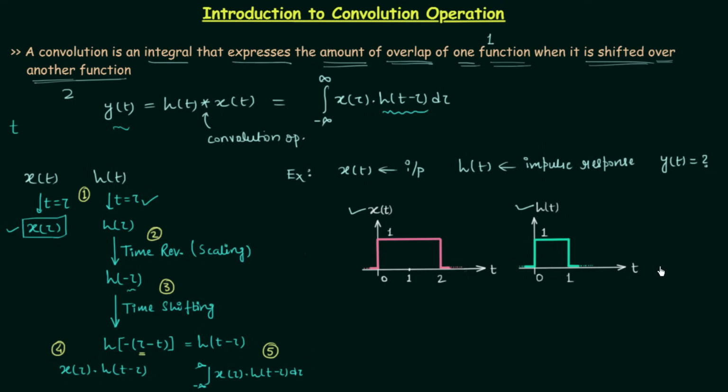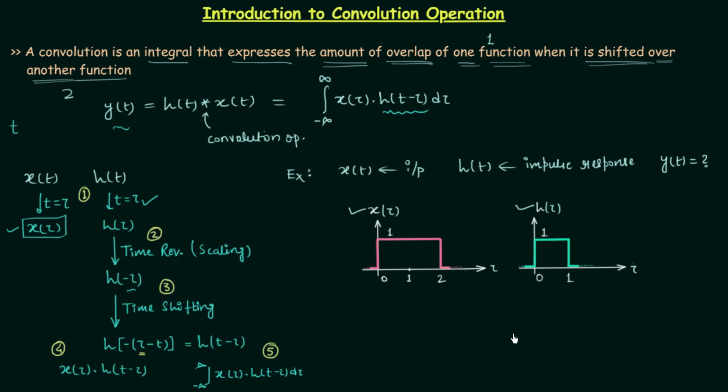Now we will perform our step number 1, in which we will replace t by tau in both the waveforms. So let's quickly remove t and replace it by tau. Here we will have x tau and h tau. So we are done with step number 1.